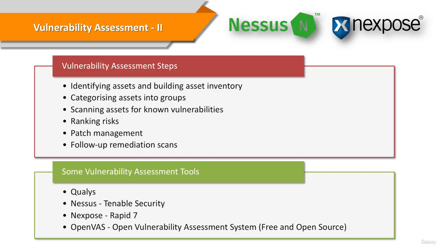Qualys, Nessus, and Nexpose are three of the most popular vulnerability scanners. These are commercial tools. Although they have a free community edition, you will have to pay to use all of the functionalities of the tools. OpenVAS, Open Vulnerability Assessment System, is a free and open source tool supported by a pretty good community.